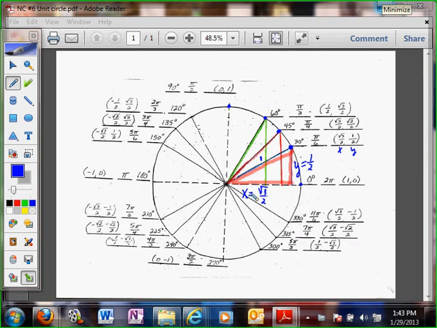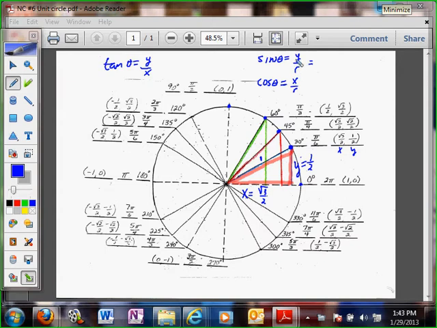If you go back to note card 4, you will find the following ratios. You have that sine theta is equal to y/r. You have cosine theta is equal to x/r. And then we also have, I'll put over here somewhere, that tangent theta is equal to y/x. Okay, well, let's take a look at this.